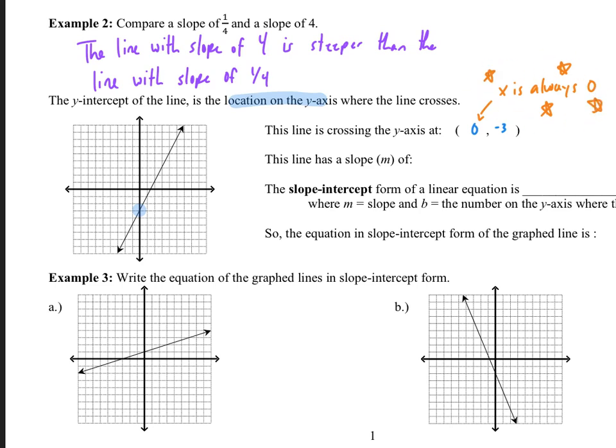So for the slope of this line, we need to have 2 good points to look at. If I use that y-intercept, 0, negative 3, and then let's see where else I have a good point. Looks like I got one right there. I've got another one over here. A couple of good points I could use. I'll take one that's a little bit further away. Looks like there's a good point right there.